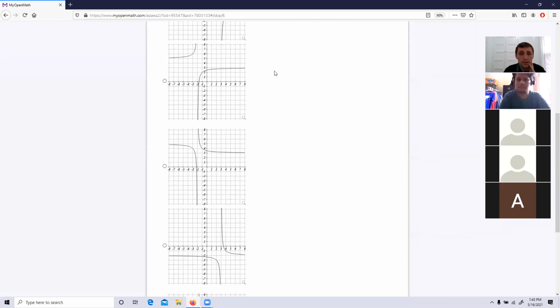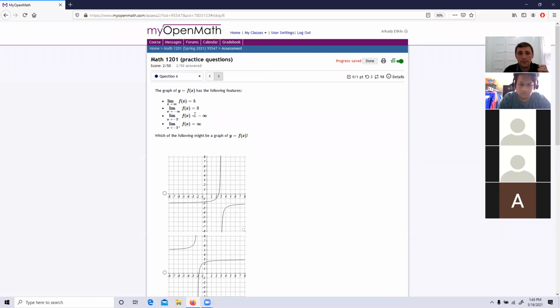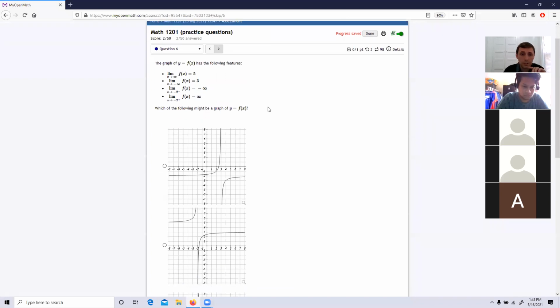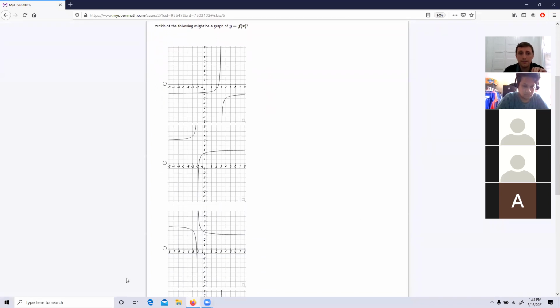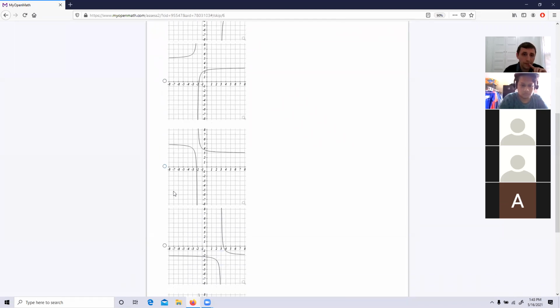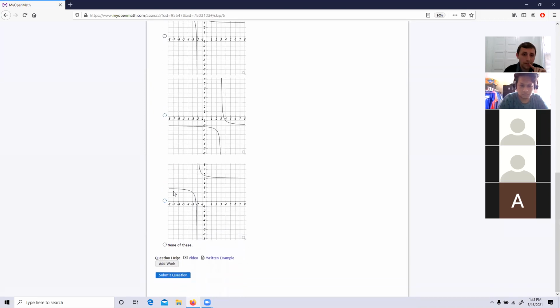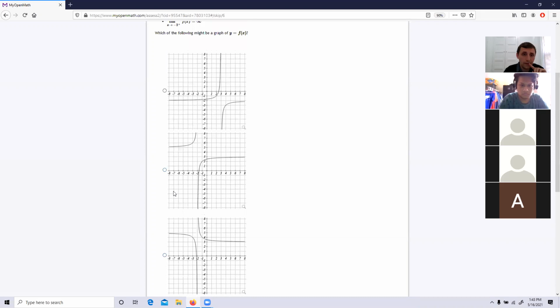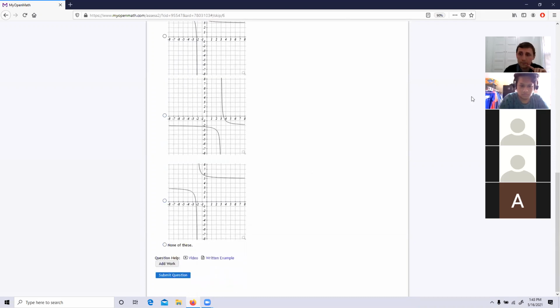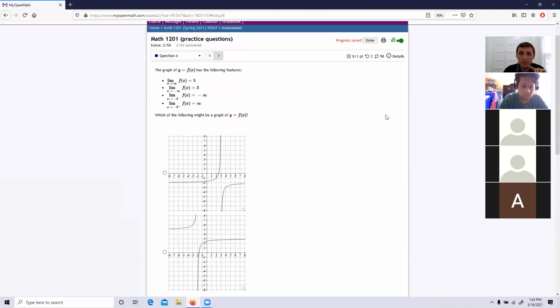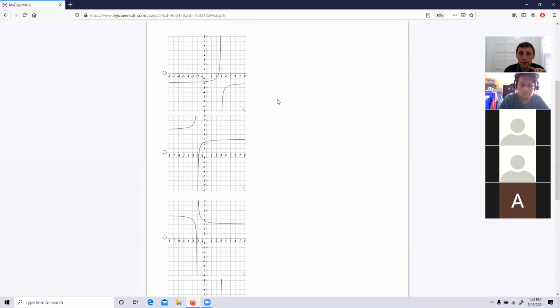Look at those graphs. So again, you can even draw a picture. To the right, it's 5. To the left, it's 3. And at minus 2, I have an asymptote. Minus infinity from the left and plus infinity from the right. Which graph corresponds here? You remember? 5, 3, minus infinity, infinity. Which graph corresponds?